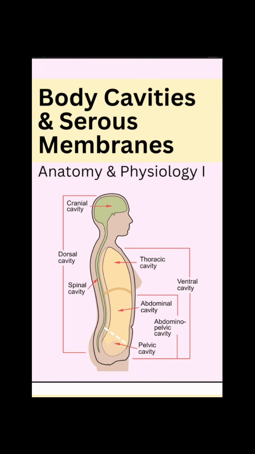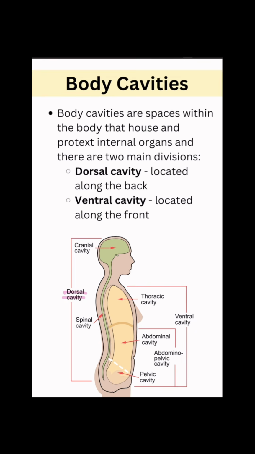We can divide the body into two main cavities: the dorsal cavity that we have on the posterior or the back side of the body, and it includes our cranial cavity that houses the brain, and the spinal cavity, which surrounds and protects the spinal cord. And we also have the ventral cavity, which we find on the anterior or front side of the body.